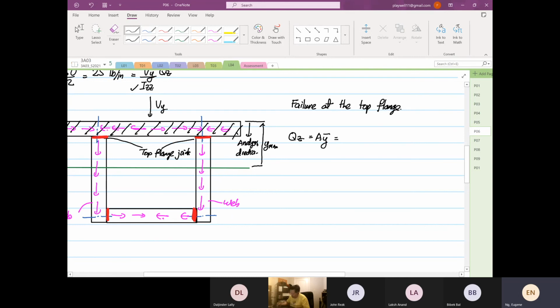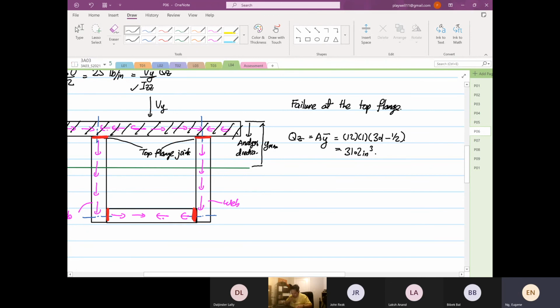Right, so the area: the width is 12, the depth is 1, and the Y bar is 3.1 minus 1 divided by 2. Okay, so 3.1 is the centroid. So 3.1 minus half, times 12 times 1, is equal to 31.2 inches cubed.